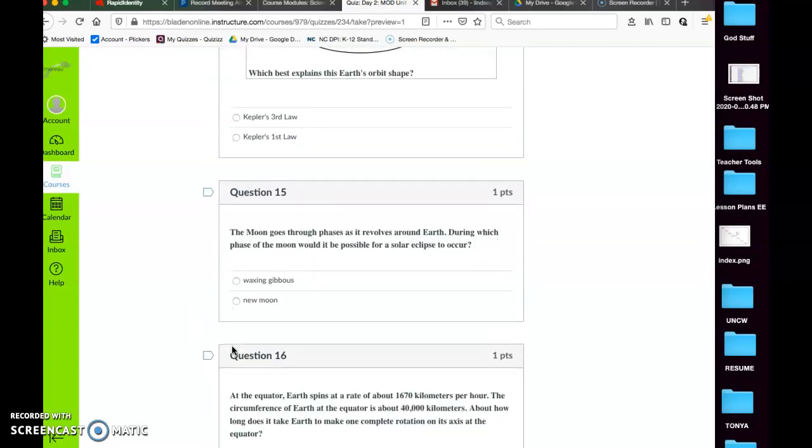Question 15. The moon goes through phases as it revolves around Earth. During which phase of the moon would it be possible for a solar eclipse to occur? During a waxing gibbous, or during a new moon?